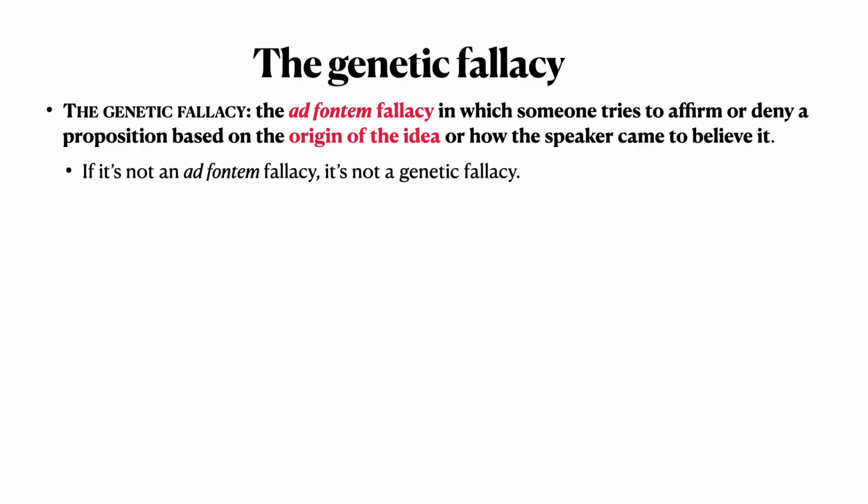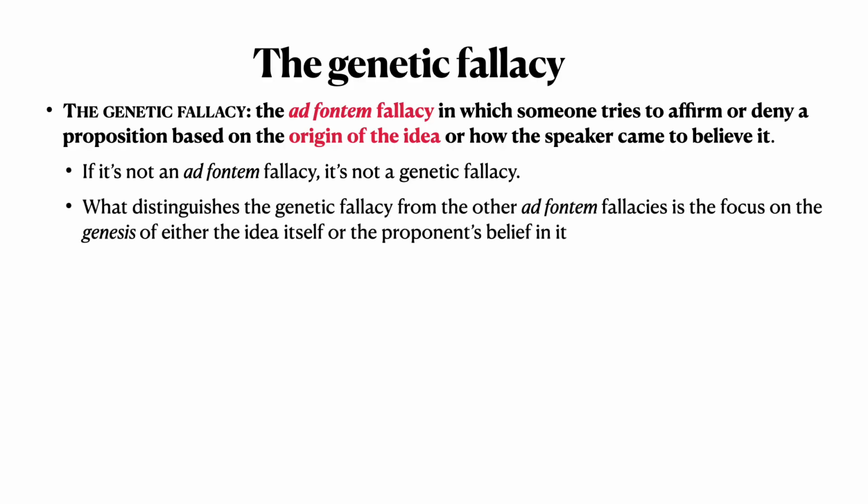Of course, we also have the vertical and the horizontal elements here. If it's not an ad fontem fallacy, it can't be a genetic fallacy. And if it's relevant, then it's not going to be an ad fontem fallacy. So we have to go all the way up the chain and make sure that we have a defect in reasoning that is based on relevance and that goes to the source. All of that is built into our definition of a genetic fallacy. But what distinguishes this from the other ad fontem fallacies is the focus on the genesis of either the idea itself or the person's belief in it.